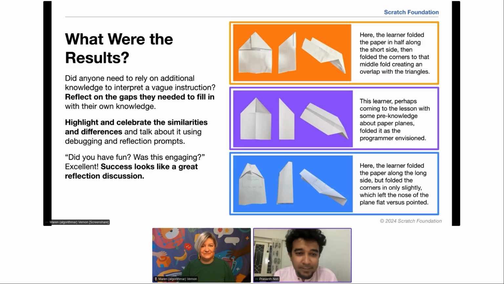Here you can see some images of different kinds of planes that we saw when we ran this activity, where in one case the learner folded it in half along the short side, in another they folded it along the longer side. In one more, they folded in the corners only slightly. Because of that, the nose was slightly different. So a lot of differences, a lot of variations.